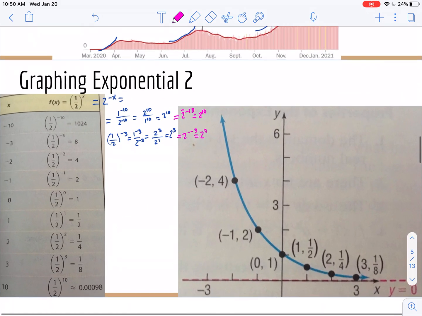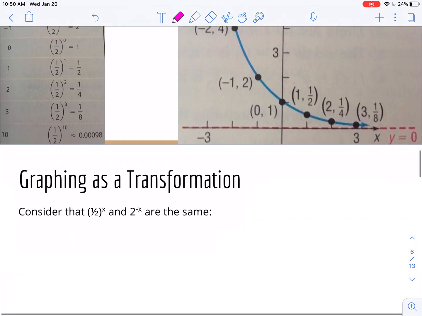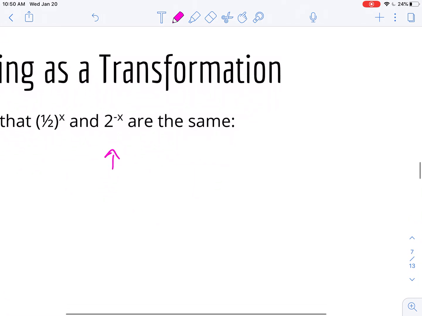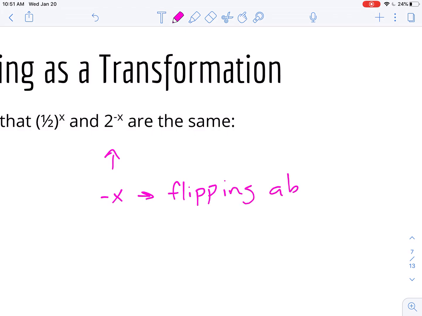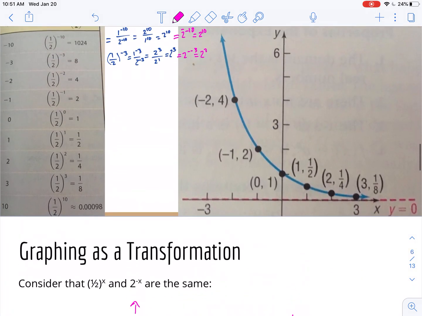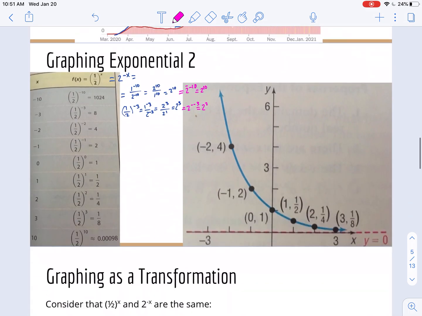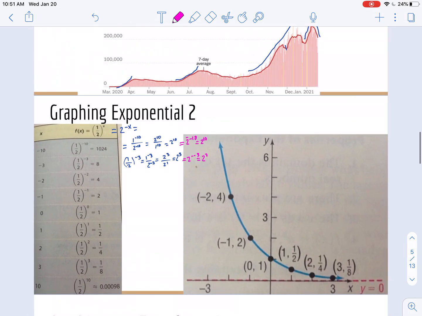And then this starts giving us the idea of transformations. So if we recall from our transformations chapter, if I put a negative x, this is the same thing as reflecting or flipping about the y-axis. And I can look at this graph, and I can see that this graph here is nearly identical to this graph up here. The only change is I flipped it along the y-axis.